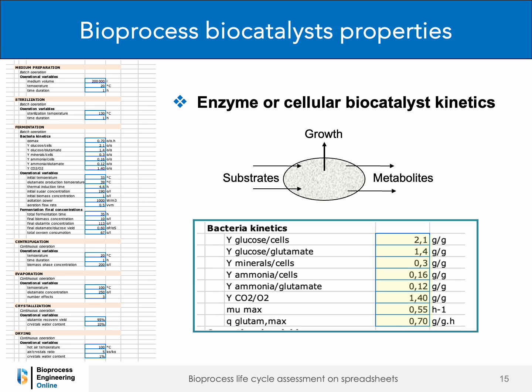For instance, for the glutamate fermentation, crucial information includes the conversion stoichiometry coefficients of glucose, ammonia, and minerals into biomass and glutamate, along with the maximal specific rates of cell growth and glutamate excretion.